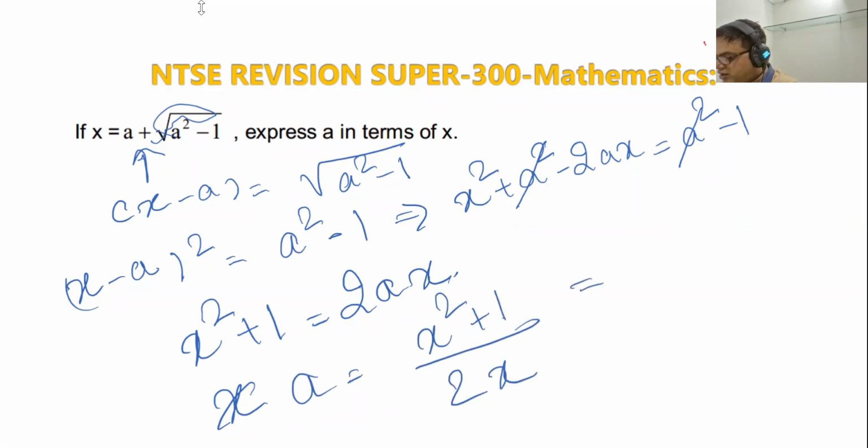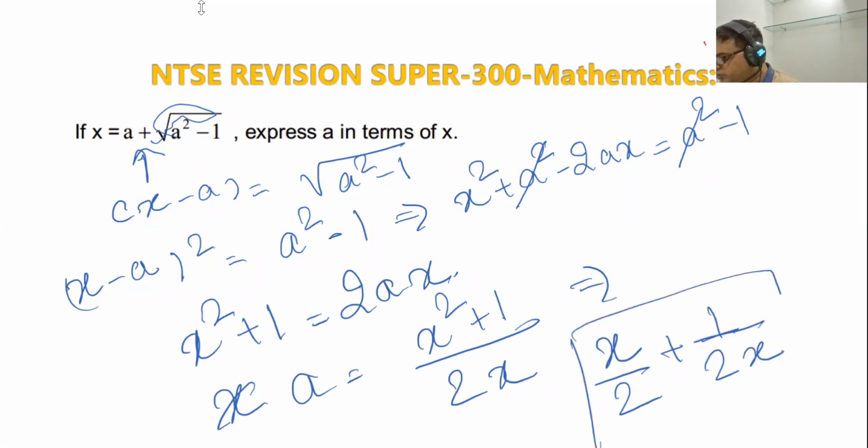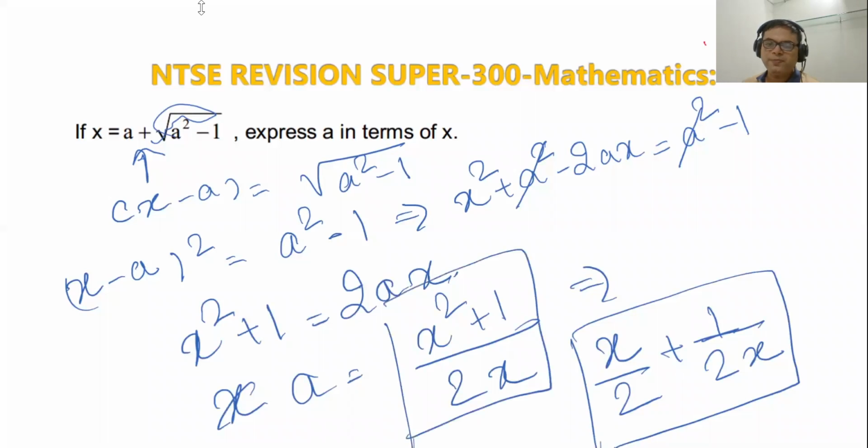So finally, if I want, I can further simplify it also. So it will be x upon 2 plus 1 upon 2x, or if you don't want to simplify, you can leave it like this also, right? So this was how this question was to be solved. Anybody having any doubt, please ask.